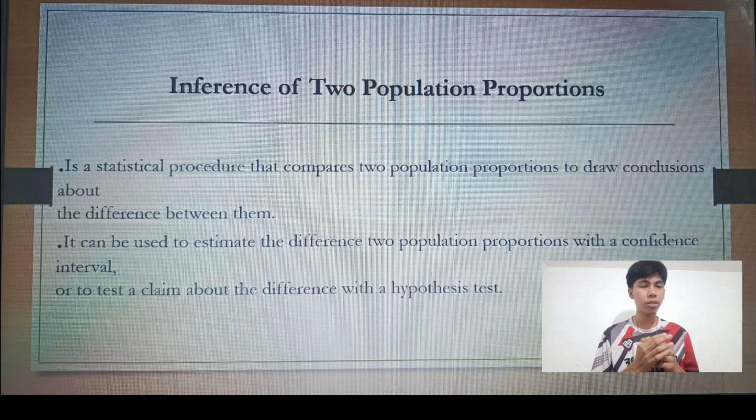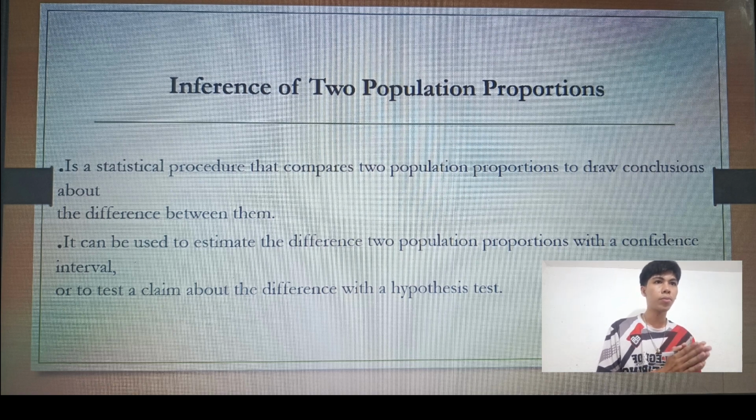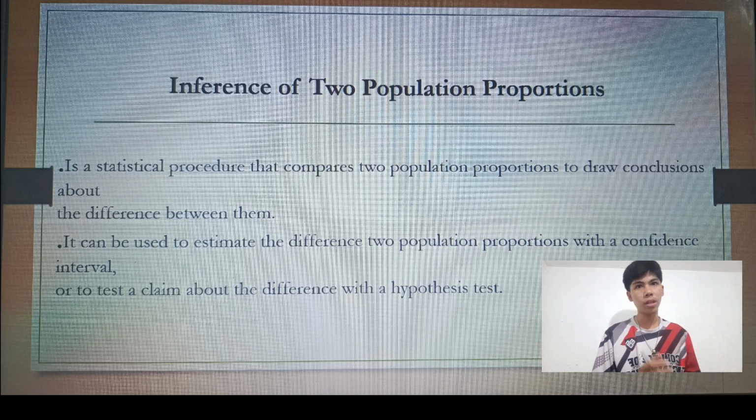Inference for two population proportions is a statistical procedure that compares two population proportions to draw conclusions about the difference between them. It can be used to estimate the difference between two population proportions with a confidence interval, or to test a claim about the difference with a hypothesis test. Here are some things to consider when conducting inference for two population proportions.